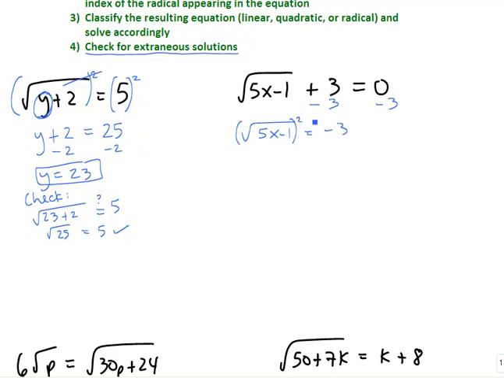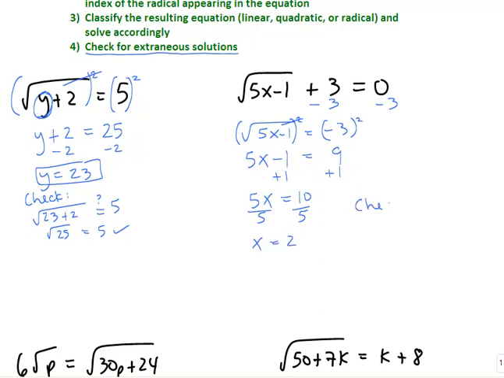So I'm going to square the left side and the right side. Squaring a square root cancels it out, so we get 5x minus 1 without the radical, and negative 3 quantity squared becomes 9. When I add 1 to both sides, we get 5x equals 10. Dividing by 5 gives me x equals 2.